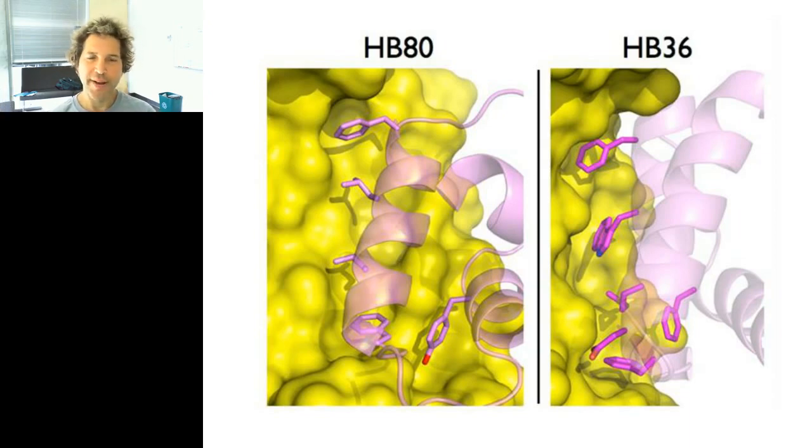Those are shown here. In yellow is the viral surface, and in pink are the two designed proteins. They're called HB80 and HB36 here. And you can see how the scaffolds that hold these amino acids in place are small helical bundles. And you can see that the side chains are being held so they fit really perfectly into these pockets.